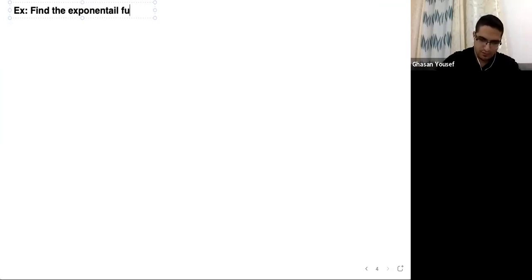You're welcome. So now an example. My question is: find the exponential function f of x equals a to the power x, whose graph is given like this.